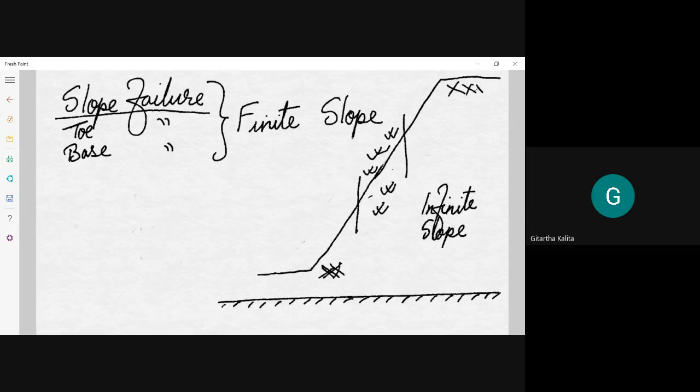We select a particular part from the infinite slope, and then we analyze it. Otherwise it's very difficult to analyze the whole infinite slope. But in a finite slope, it's easy to analyze the whole one. The infinite slope is very difficult, so we take a particular section.